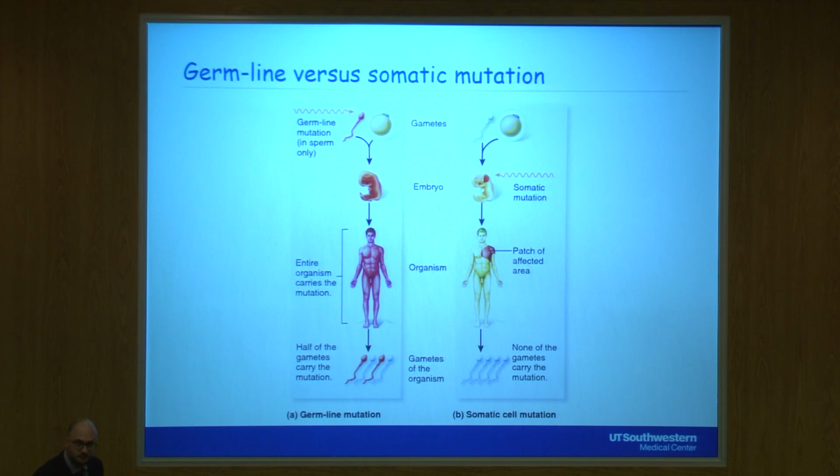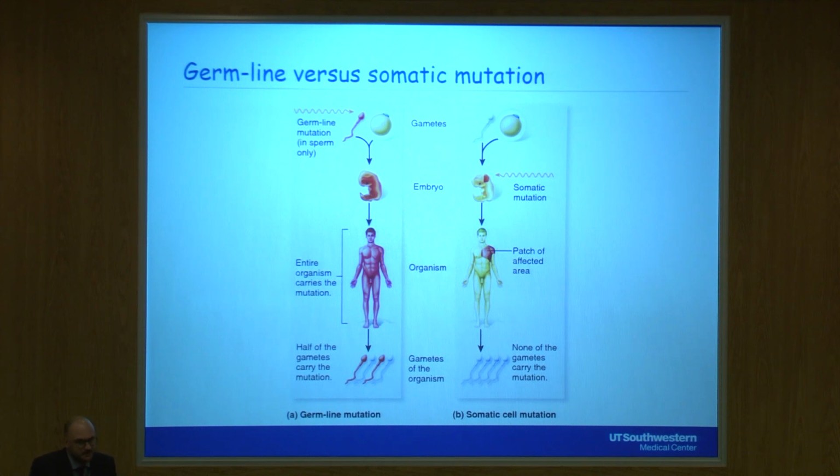The mutation is not present in every cell in the body, and it's not present in the sperm, so this mutation is not going to be passed down to his offspring. So we think of germline mutations as mutations that cause inherited diseases, whereas sporadic mutations or somatic mutations can cause sporadically appearing diseases that do not display a pattern of family inheritance.